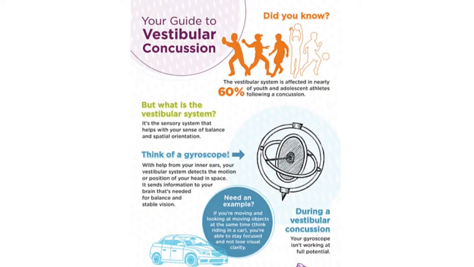The vestibular system is affected in nearly 60% of youth and adolescent athletes following a concussion. So we should think of the vestibular system like a gyroscope. The inner ears and your vestibular system detect motion or the position of the head in space, and send information to the brain that's needed for balance and stable positioning.